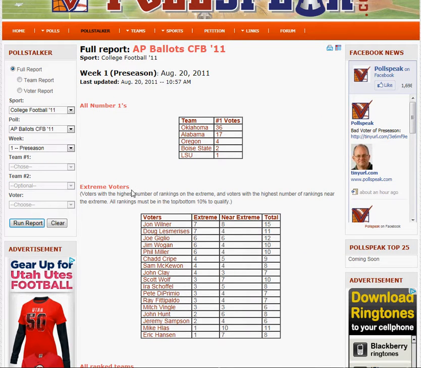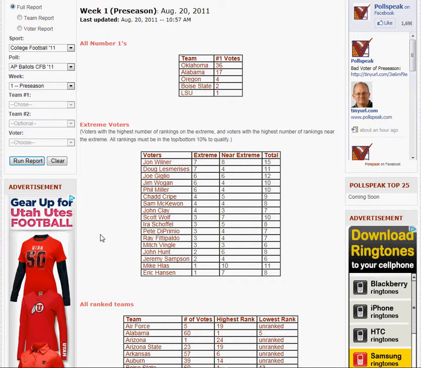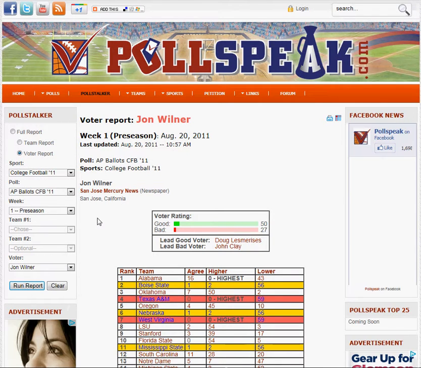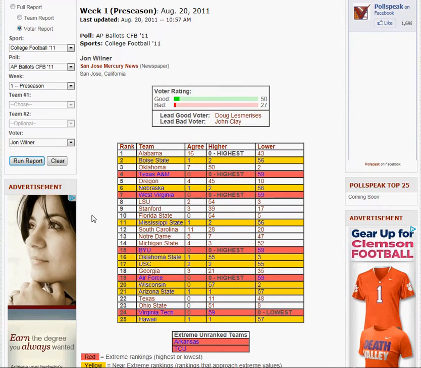Now, as we talked about before, extreme voters are voters who have ranked teams either highest or lowest in the nation. So what I want to point out, though, is that an extreme voter isn't necessarily a bad voter. I'm going to look at our top one here, who's John Wilner. He made the most extreme and near extreme votes. And you can see there's lots of red and yellow in his ballot.